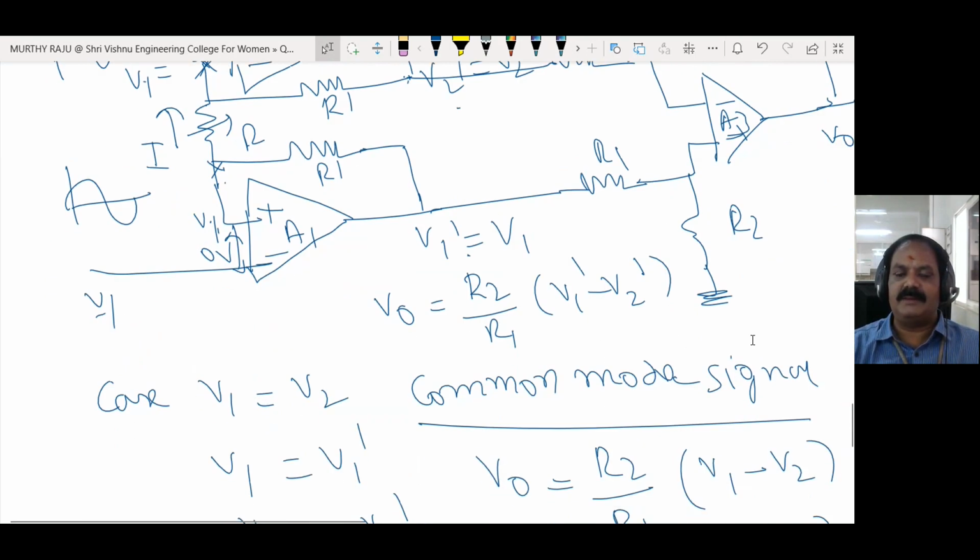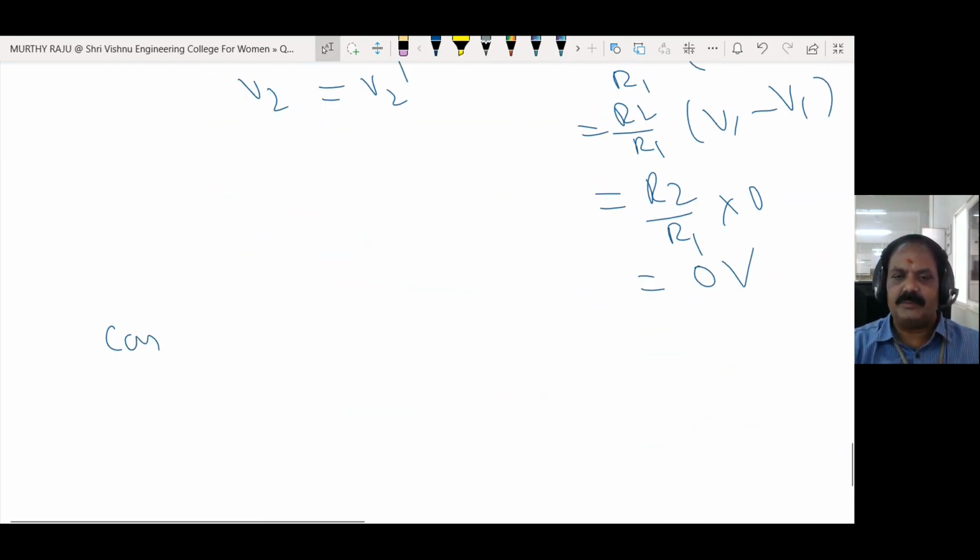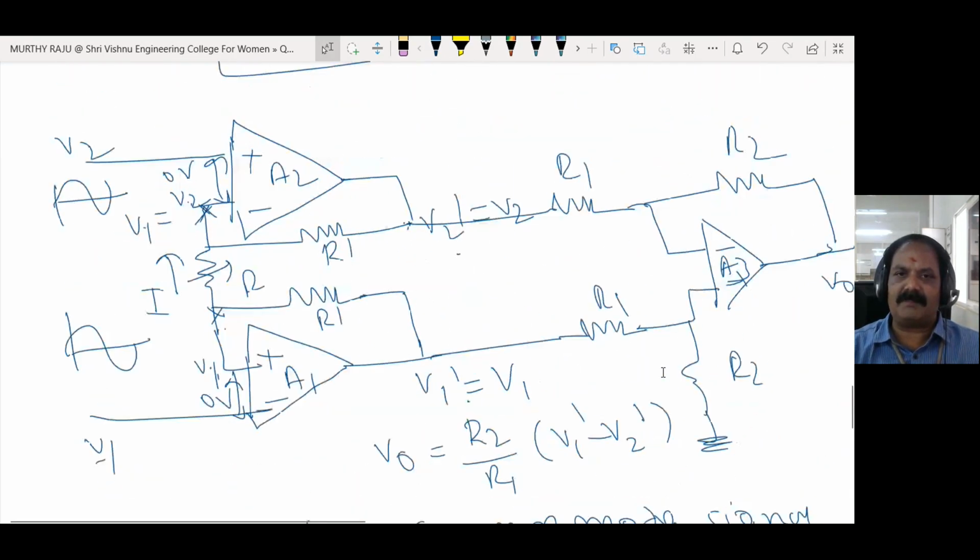Common mode signal means that is a noise signal. Noise signal creates some disturbances on the transmission lines. In case 2, V1 is not equal to V2. Some different signals are applied here. In that case, the current direction is from the lower end of the top amp towards A2, from A1 to A2.